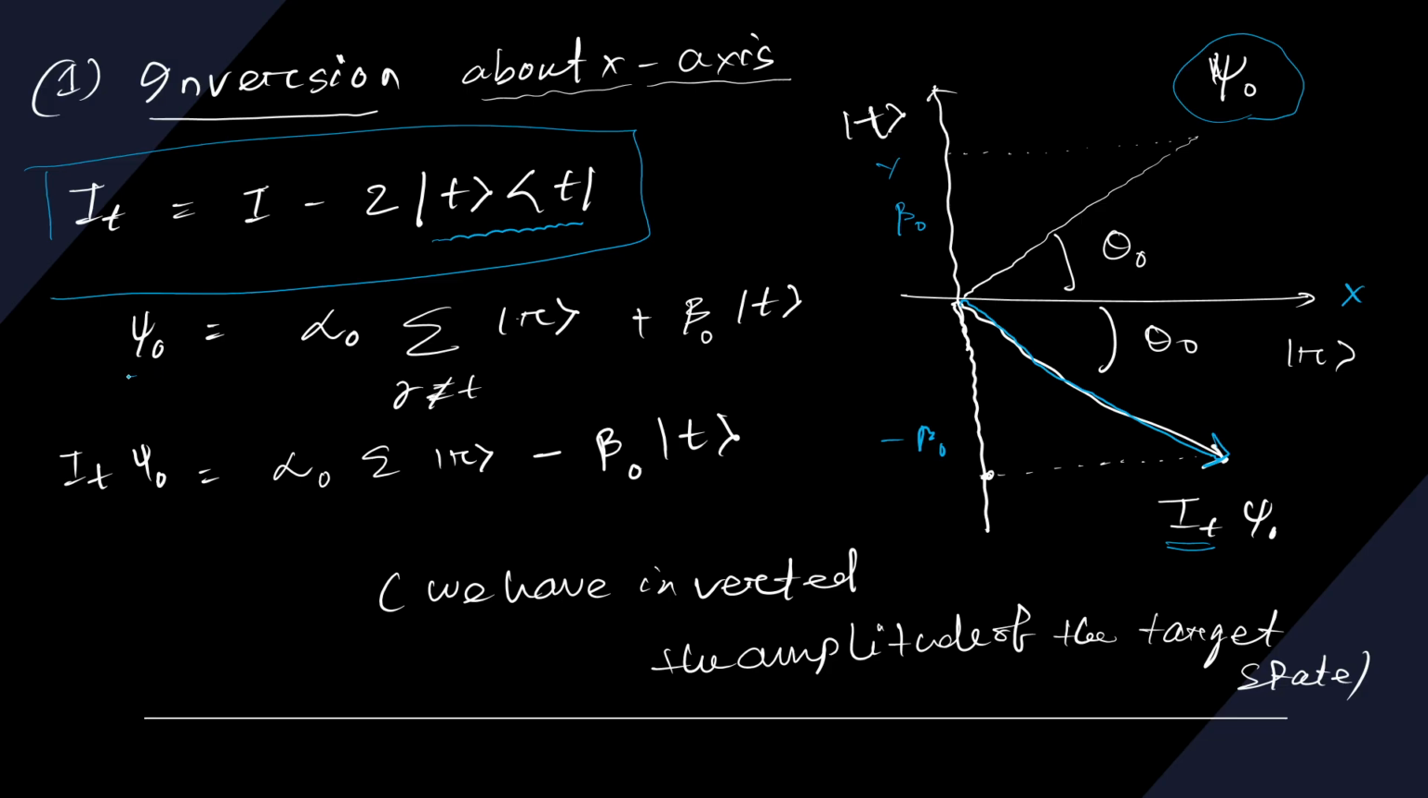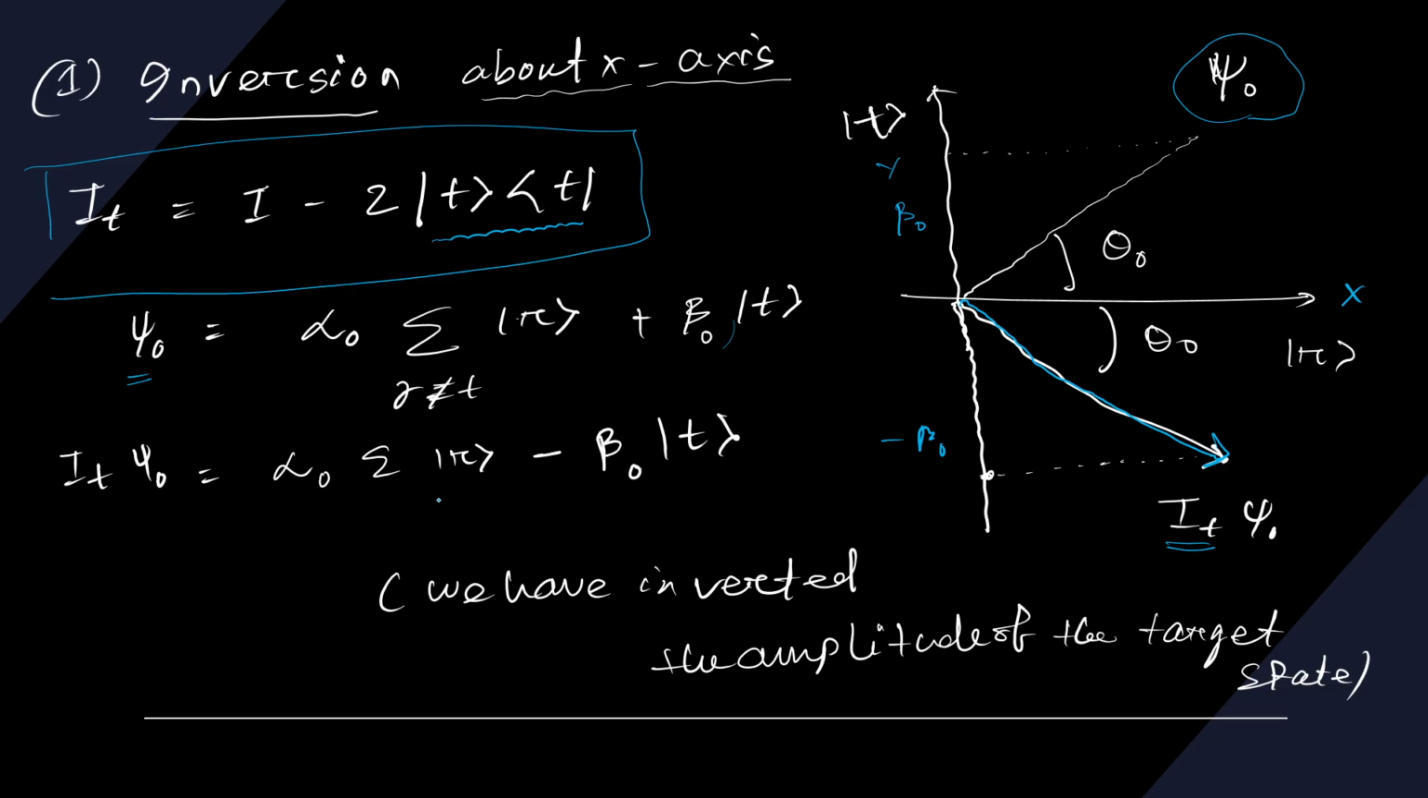So when we have taken psi naught, alpha naught r plus beta naught t, and we operate it on psi naught, it will just invert our target state. It will just invert the amplitude of our target state, making it from plus beta naught to minus beta naught. So we have inverted the amplitude of the target state. That means we have marked our target state. This is our target state.